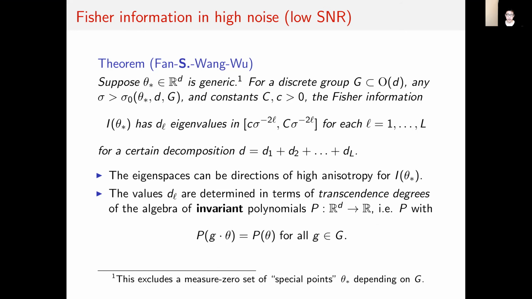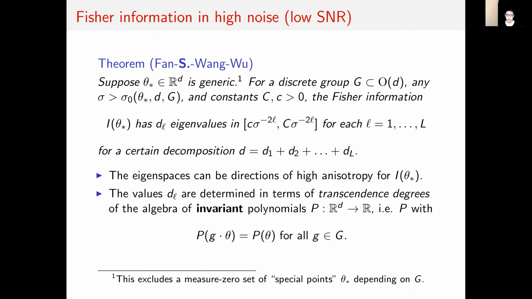In the high noise regime, the Fisher information is more complicated. We showed that the Fisher information has different numbers of eigenvalues at different scales with respect to the noise. The corresponding eigenspaces are directions of high anisotropy for the Fisher information.